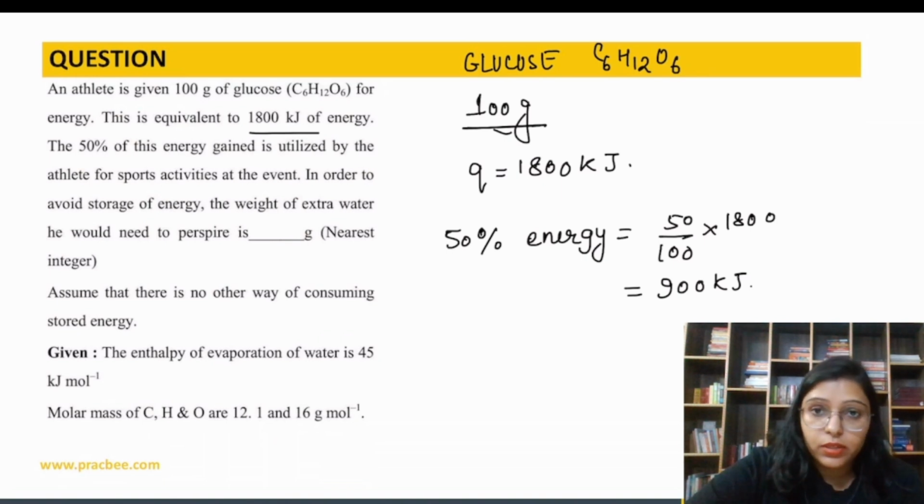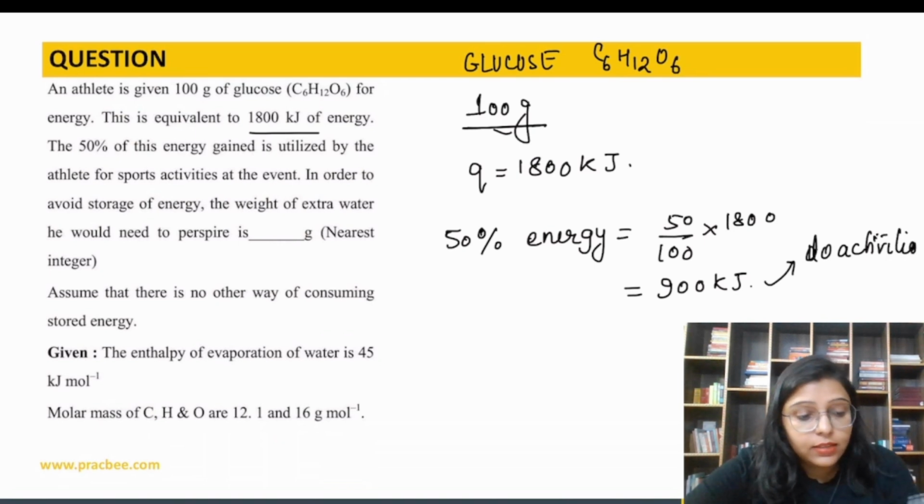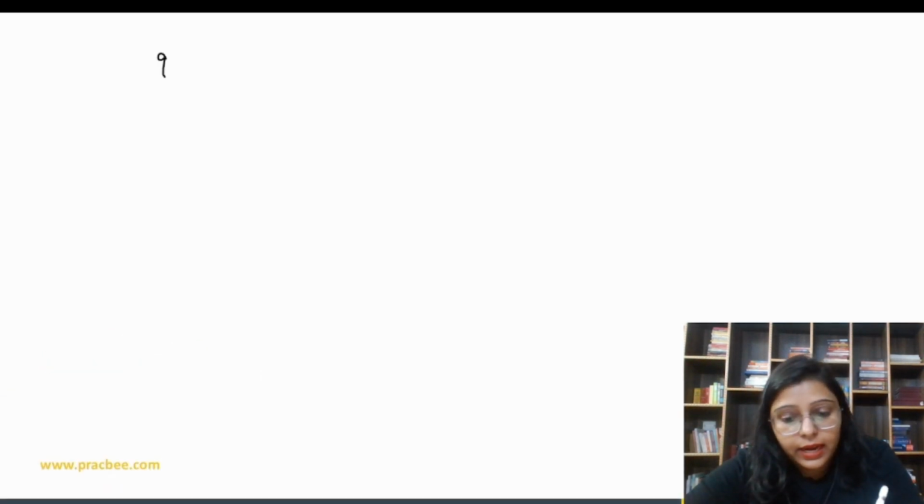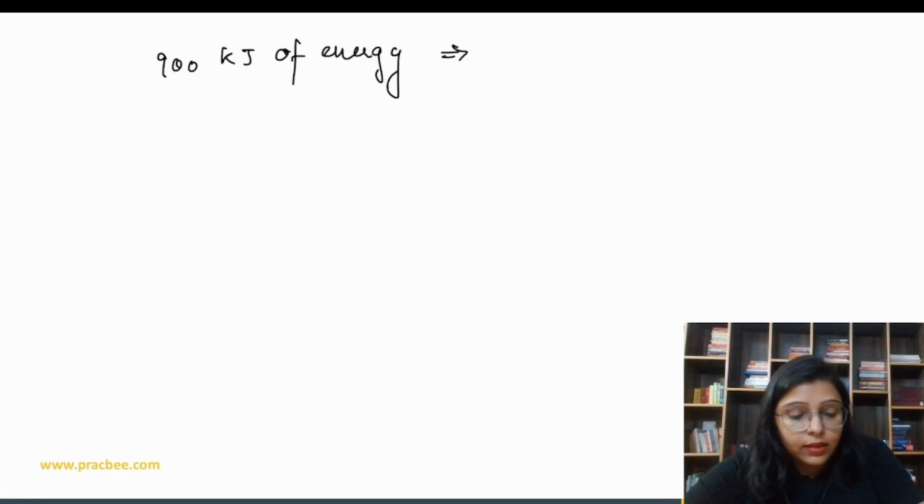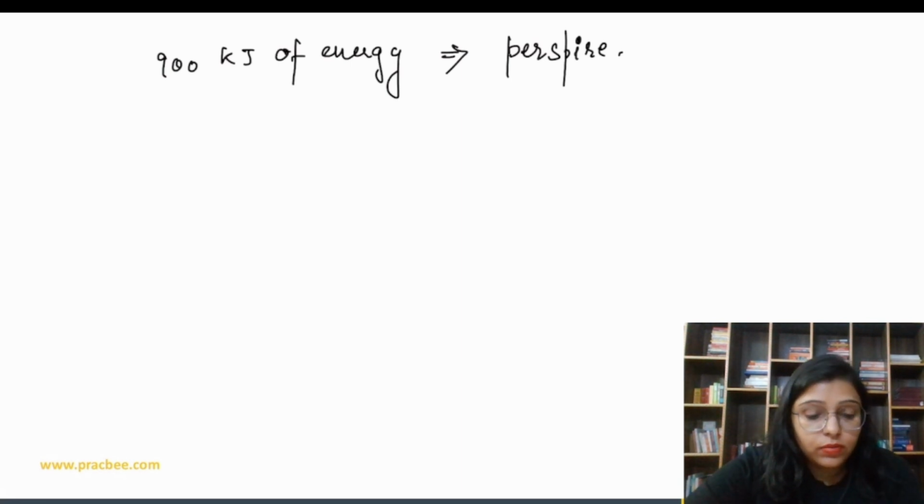So how to solve this? See, 900 kilojoule of energy is required to do activities. So the rest, 900 kilojoule of energy, he needs to perspire, right? He needs to perspire 900 kilojoule of energy. So how to solve this question?